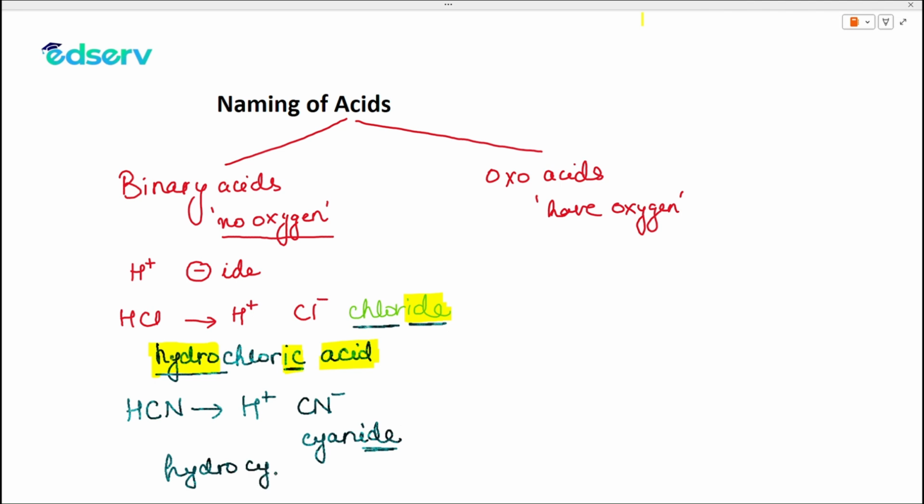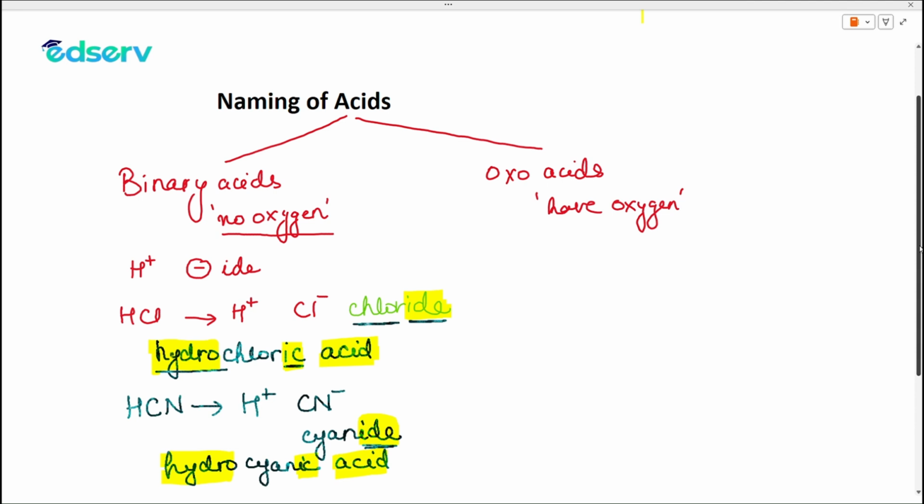Cyanic, and then acid. I'm again repeating the process because it's a binary acid. You have to introduce the prefix hydro, and then from the ide, which is an ion, you're going to replace it by ic and add the suffix acid. So this becomes hydrocyanic acid.